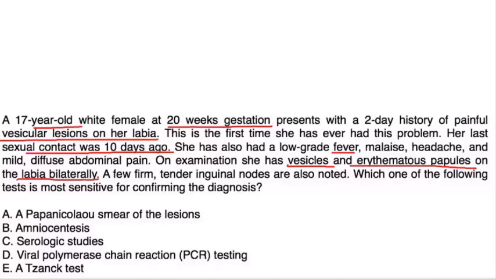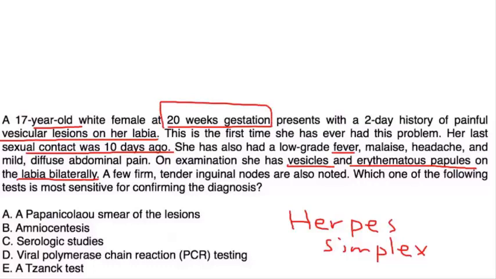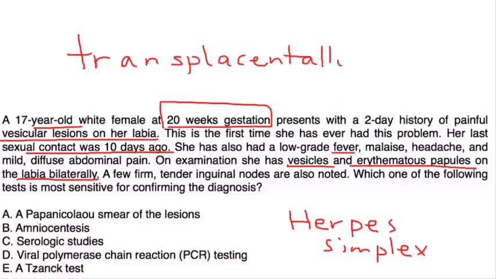Which of the following tests is the most sensitive for confirming the diagnosis? Well, she most likely has herpes simplex, and because she's pregnant, this is actually a particular concern because this can be transferred even before birth, transplacentally to the fetus, or during birth when the baby passes through the birth canal, because if you notice, the vesicles are on her labia.